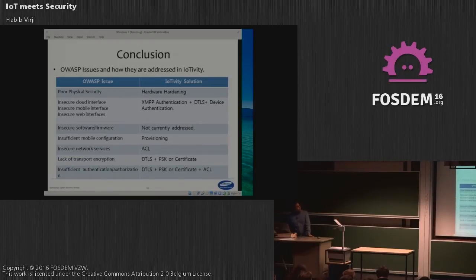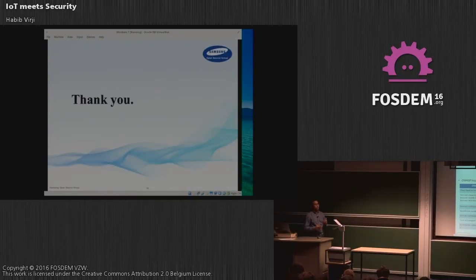To conclude, I showed you the different OWASP security issues, and there are some solutions IoT provides. There are still a few left. The firmware update is not currently implemented because a small device doesn't have direct access to the remote device, so it has to go via the gateway. But other issues, like physical security or interfaces, are addressed using a combination of different techniques to provide a secure mechanism. Thank you for your time.